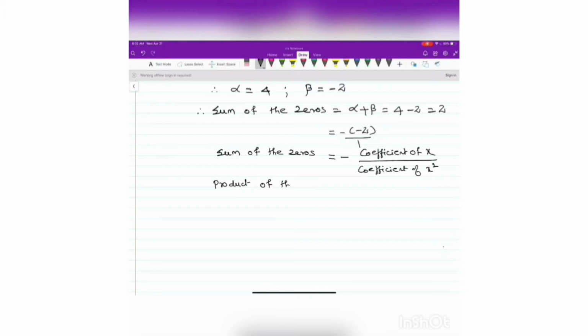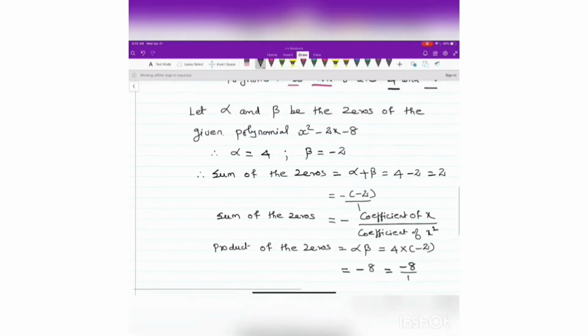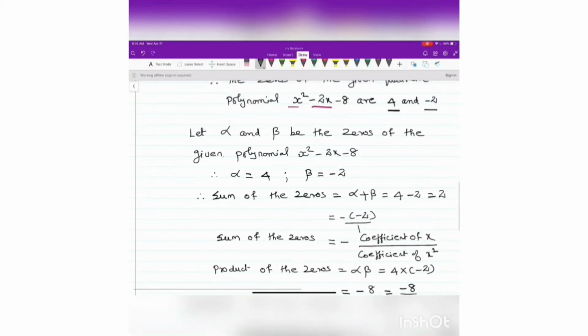Product of the zeros is equal to alpha beta, which is, you know, alpha is 4 into beta is minus 2. I am getting it as minus 8. This I can write as minus 8 by 1. Now, what is minus 8?